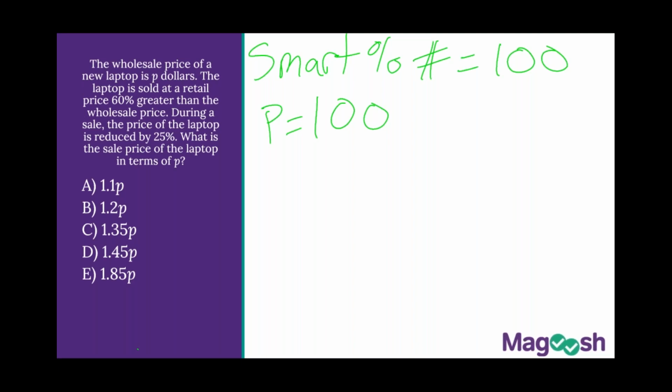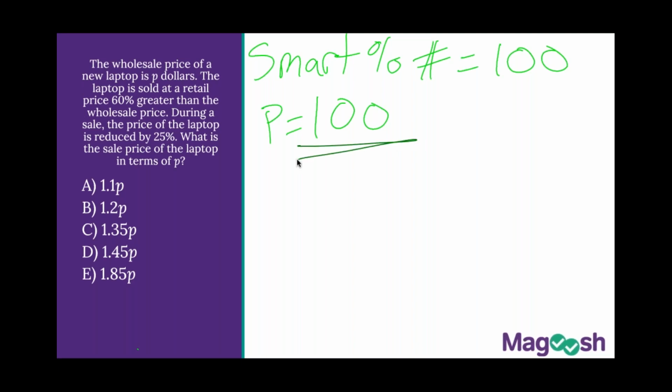So let's just read this together. The wholesale price of a new laptop is $100. The laptop is sold at a retail price 60% greater than the wholesale price. Well, if our original wholesale price was 100, then for a 60% increase, all we need to do is add 60. And that is the magic of using this number 100 to start.